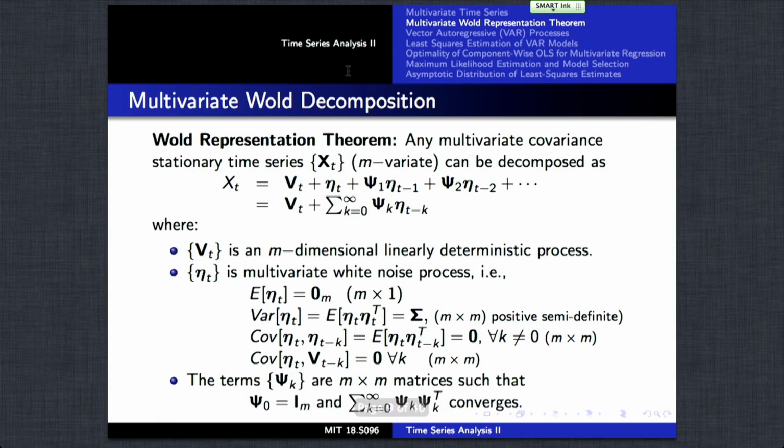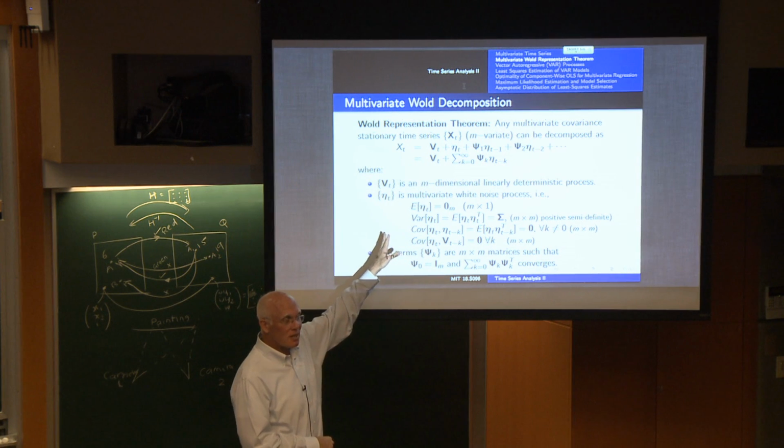All right. I want to just alert you to the existence of the Wold decomposition theorem. This is an advanced theorem, but it's a useful theorem to know exists. And this extends the univariate Wold decomposition theorem, which concerns whenever we have a covariance stationary process, there exists a representation of that process, which is the sum of a deterministic process and a moving average process of a white noise.